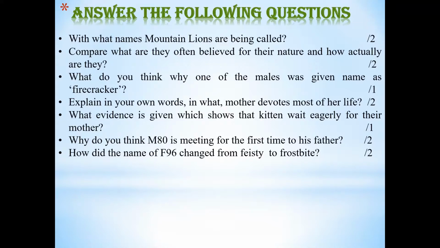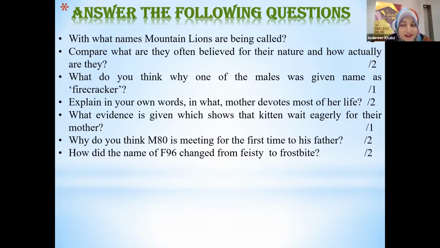Actually, the F96 got feisty because she ate a lot, and then she got cold, so she got frostbite, something related to her ears. Very good. Actually, she lost the top of her ears and tail because of so much cold, and that's the reason she got the name Frostbite. It's okay if you do not remember things, because in your examination you will get the passage in front of you and can always refer back to it. Right now we have just listened to the comprehension, so it's okay if you have forgotten.